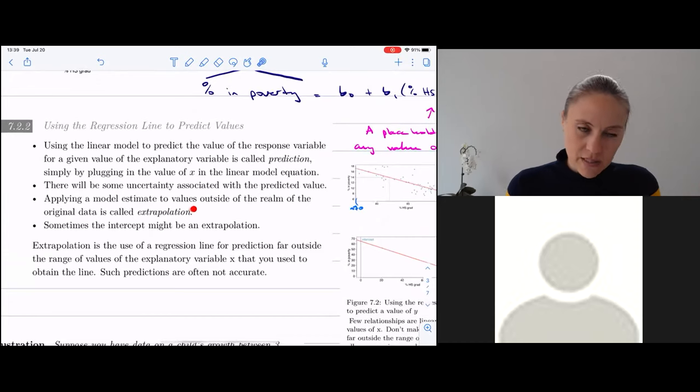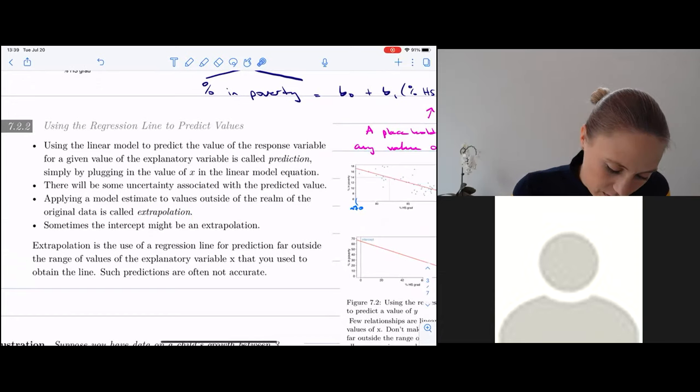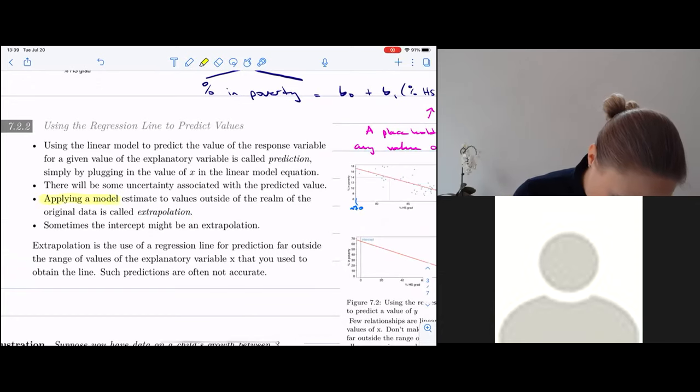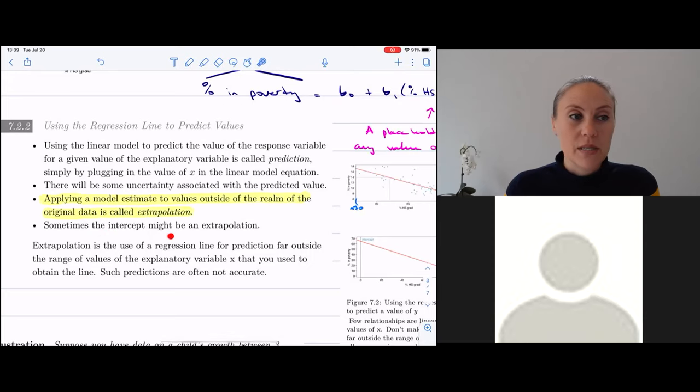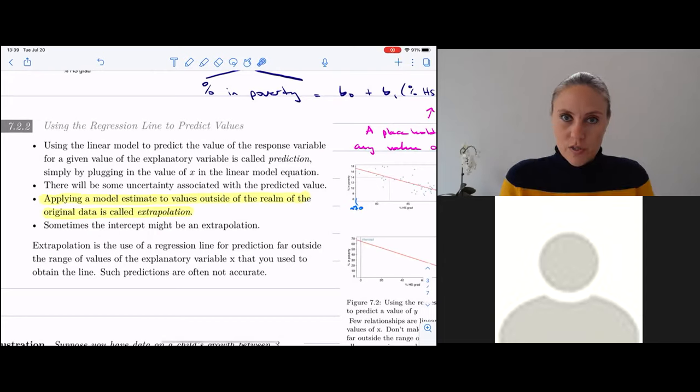Applying the model that we built to values outside the realm of the original data is called extrapolation. So let's highlight that. Sometimes the intercept might be an extrapolation. If the intercept is outside the range of the data, then it would be an extrapolation. And that's okay. It's just something to remember.